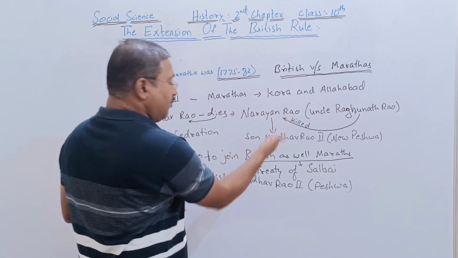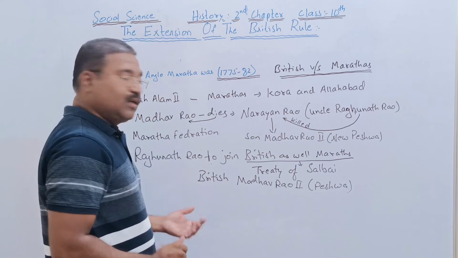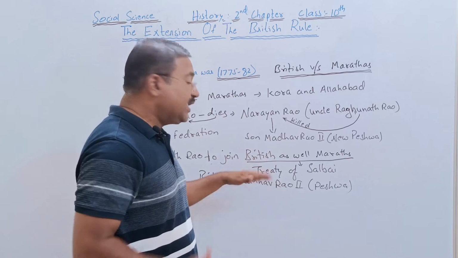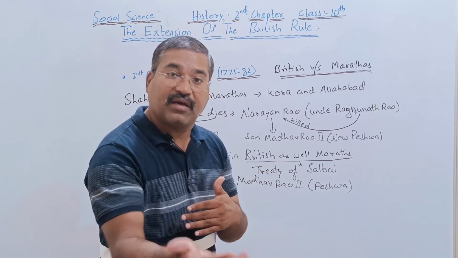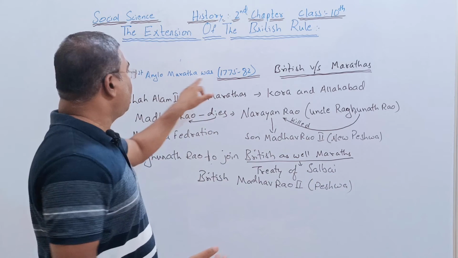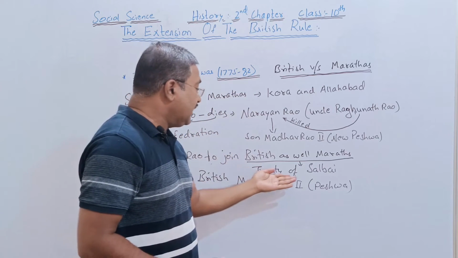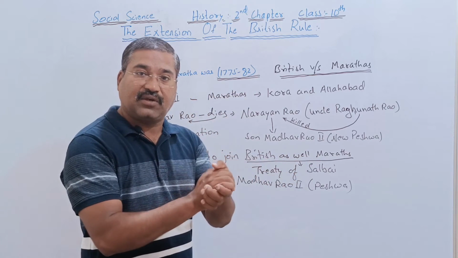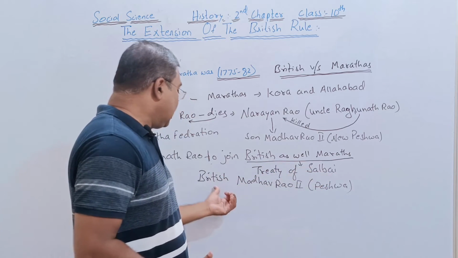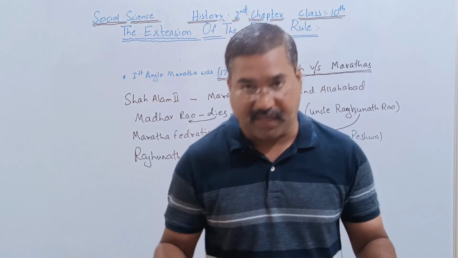The Maratha Federation brought Madhav Rao II, the son of Narayan Rao, as the new Peshwa. Raghunath Rao joined hands with whom? With the British. The British interfered in the internal matters of the Marathas. The clash began, causing the First Anglo-Maratha War, from 1775 to 82. At the end, the Marathas and the British came to a conclusion. The Treaty of Salbai was signed, and Madhav Rao II was recognized as the Peshwa.